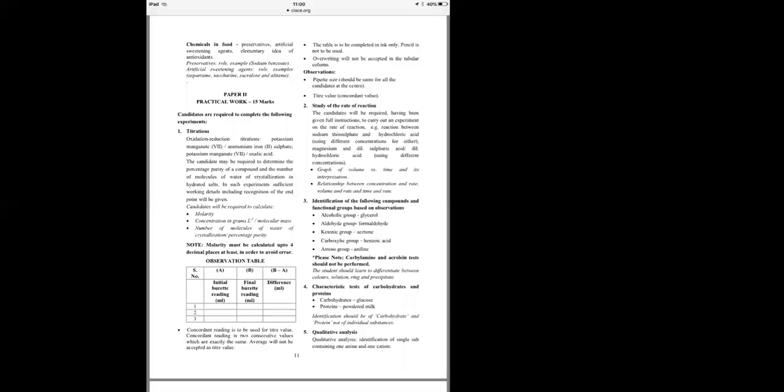For standard 12, the practical work is again of 15 marks, but as you can see in this case, titration is the first question on which you have to answer. The second is the study of rate of reaction. The third is identification of the organic compounds and their functional group. And of course, we have the fourth one for the test of carbohydrates and the fifth one for the salt analysis. Now, in this video, we will be primarily focusing on the titrations.